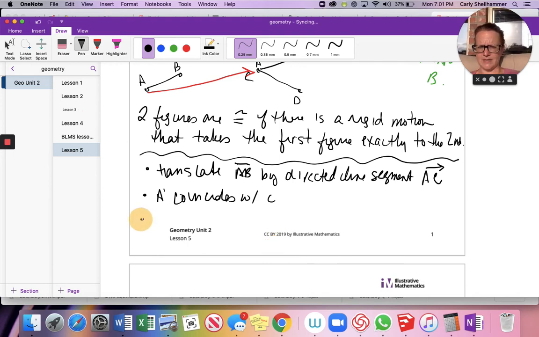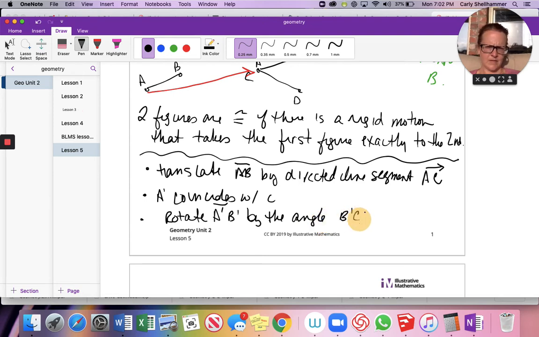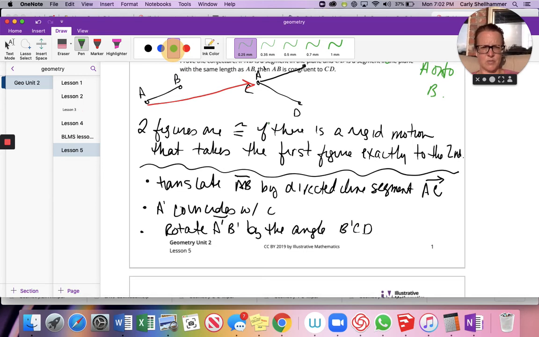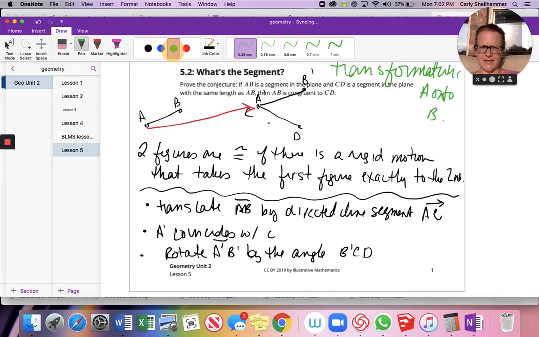Now we're going to rotate it. A prime, B prime, segment A prime, B prime. We're going to say by an angle B prime CD, let me show you that. We have to drag this back down. I assume you're drawing along. So we're going to rotate that by B prime CD, so this angle right here, and that's going to be clockwise.